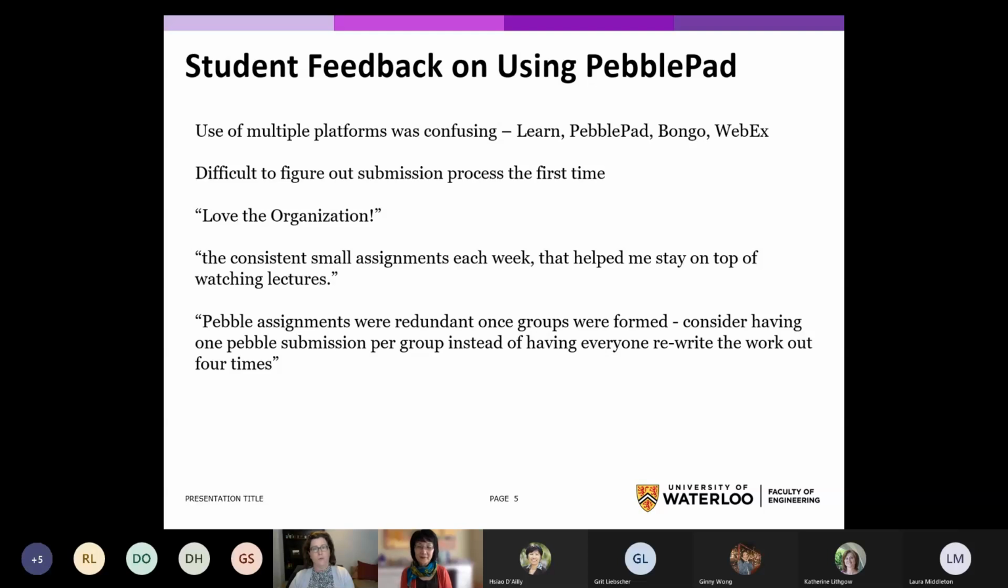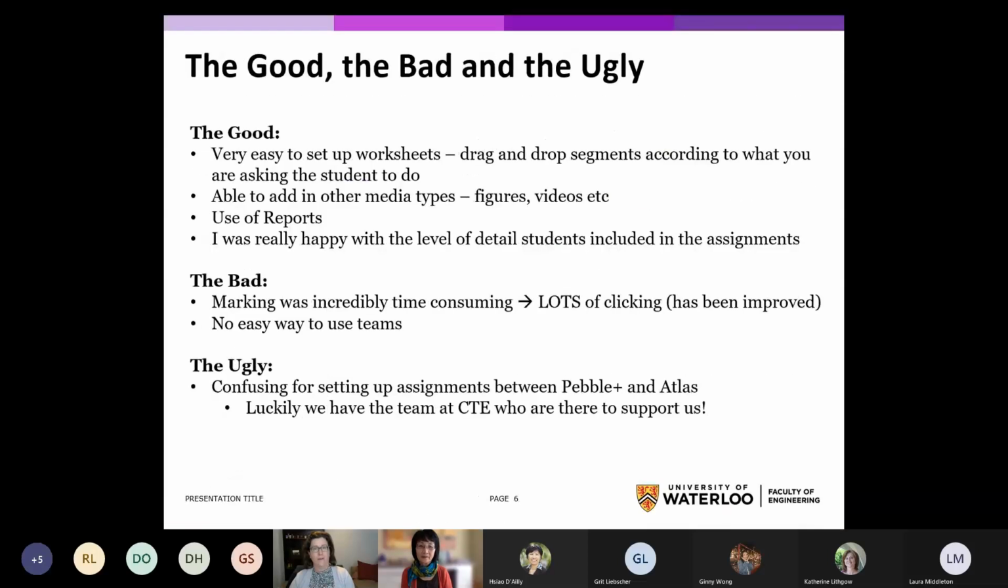And of course, the work would be exactly the same for each of the students within 1 group. So that was a bit challenging, but I know the next presenters are going to talk a bit about how they overcame that. All right, I'm just going to finish off with the good, the bad, and the ugly of it. So really great things.